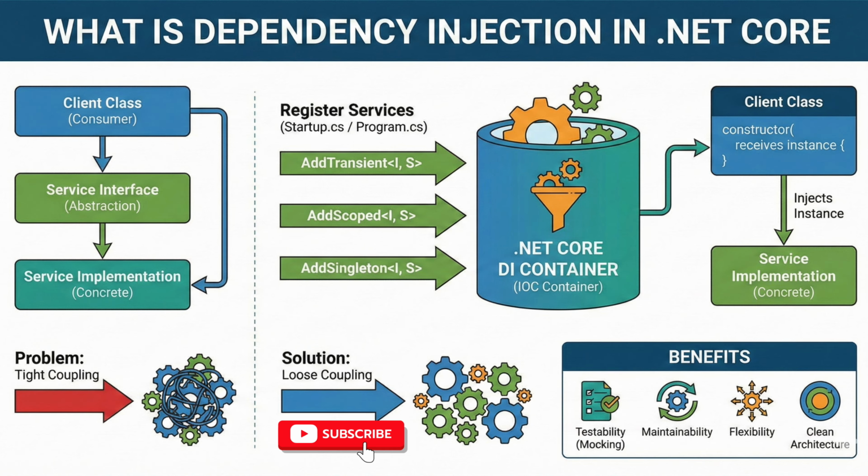Service registration, Program.cs or Startup.cs. Services are registered with the DI container using lifetime methods. AddTransient: a new instance is created every time it's requested. AddScoped: one instance per request, commonly used in web applications. AddSingleton: a single instance is shared throughout the application lifetime.